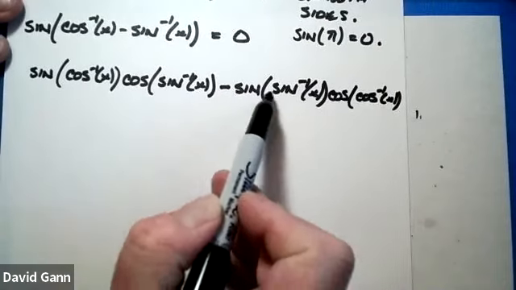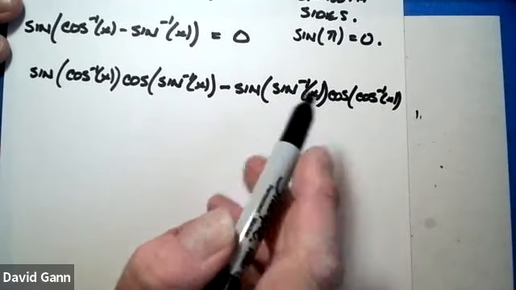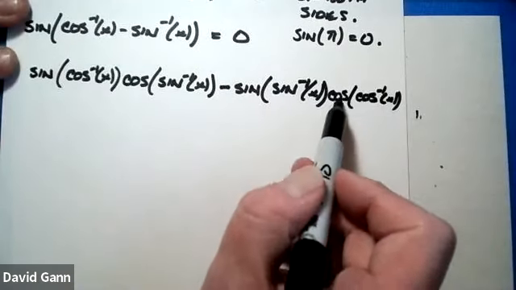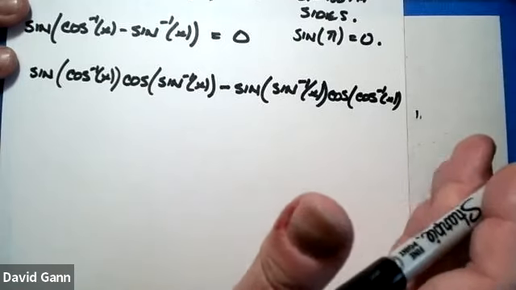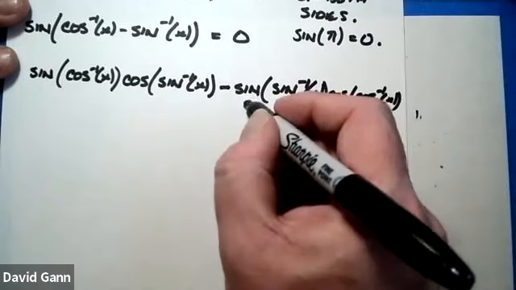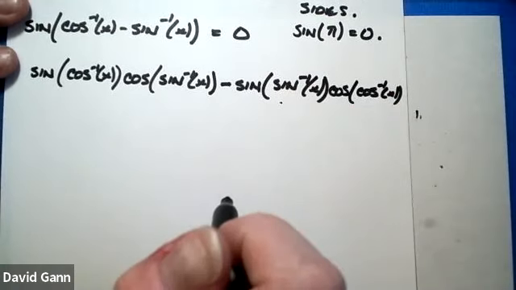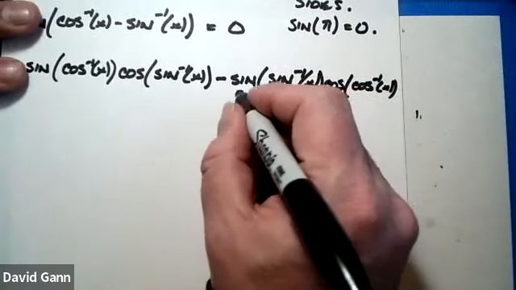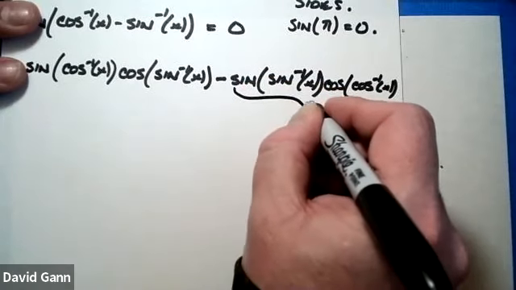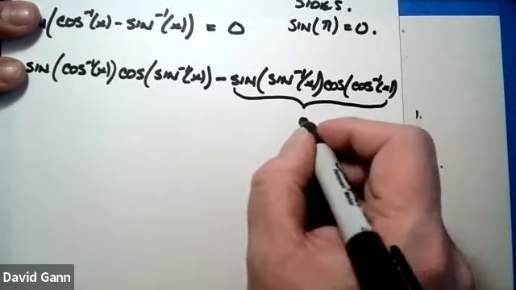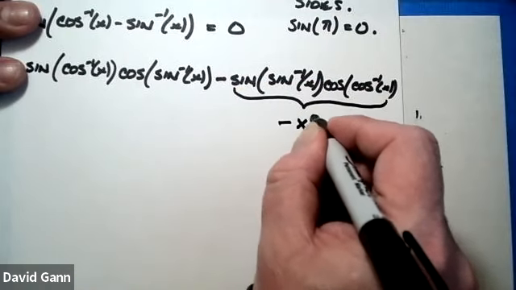So these two are easy, right? The sine of the inverse sine of x is just simply x. The cosine of the inverse cosine of x is just simply x. So this whole term reduces down to minus x squared, right? So I'm just going to kind of do a little bit of graphics here. This, including the sign in the front, reduces down to minus x squared.